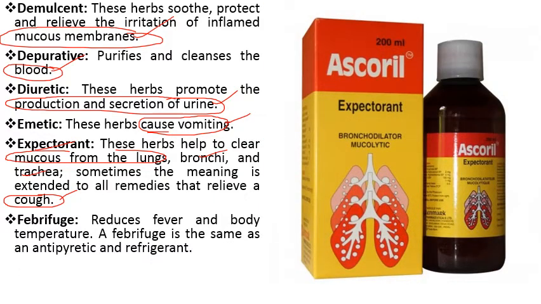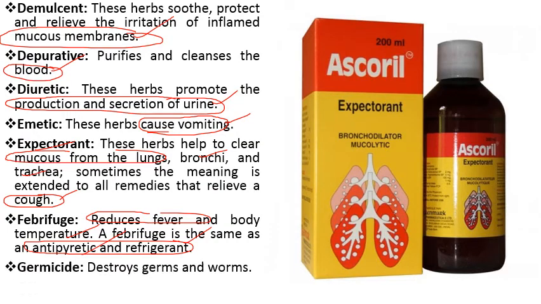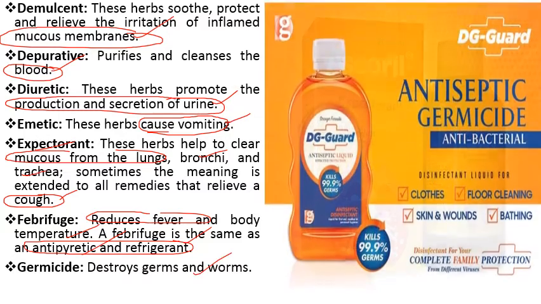Next comes febrifuge. So these are the medicines which reduce fever and body temperature. A febrifuge is the same as that of antipyretic and refrigerant. So antipyretics की तरह ही जो medicines हैं, these are also termed as febrifuge. Next comes germicide. So they help to destroy germs and worms.